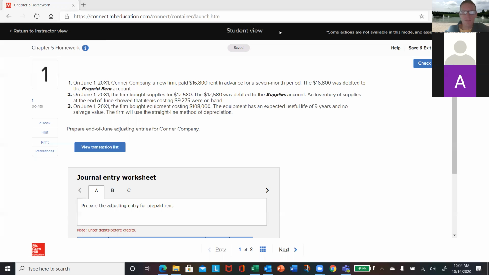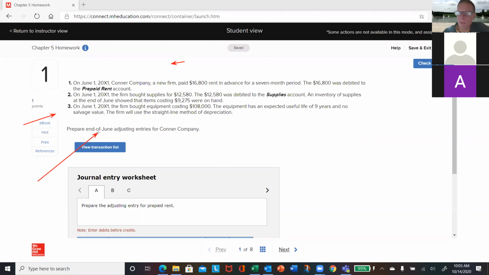So in looking at this problem, again, we'll look at number 1. Watch the dates. Notice it says on June 1st, the Contra company paid $16,800 rent in advance. And this is for a 7-month period. It says the $16,800 was debited to the prepaid rent account. So this is the first idea right here. Now, the requirement of this problem is to prepare end of June adjusting entries for the company.